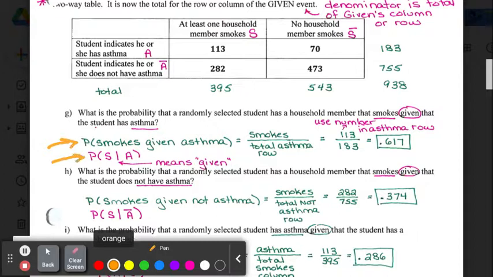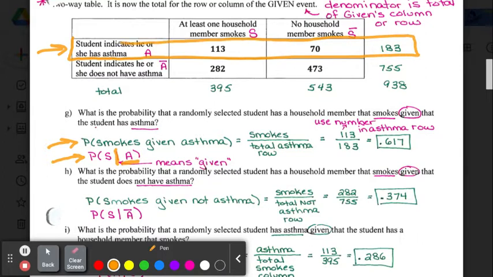But then there's a little bit of a new notation. It's not an and or an or. If you see a vertical line, that means given. So we're looking for the probability someone smokes, but because it's a given, our total number comes from the asthma row. So where's asthma? Here's asthma. So that means we're really just zooming in right here on this. Everything else for this problem goes away.